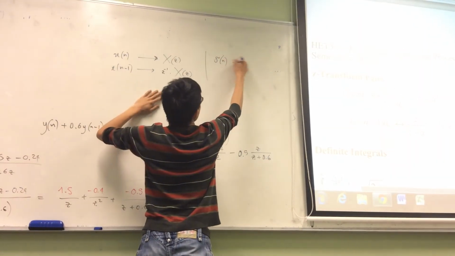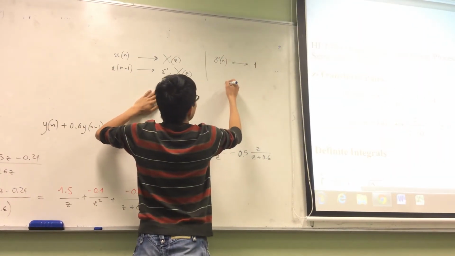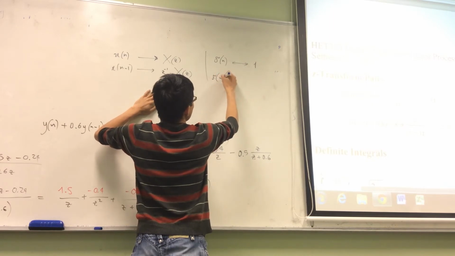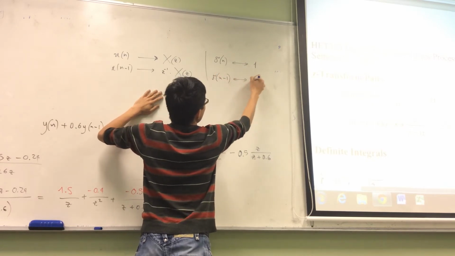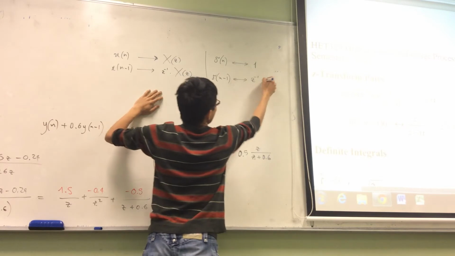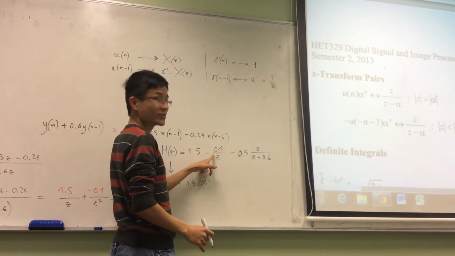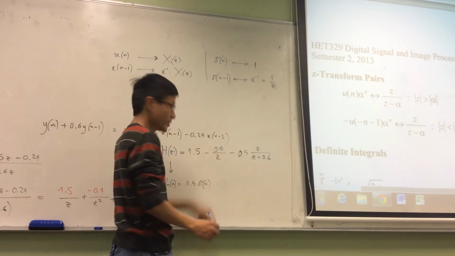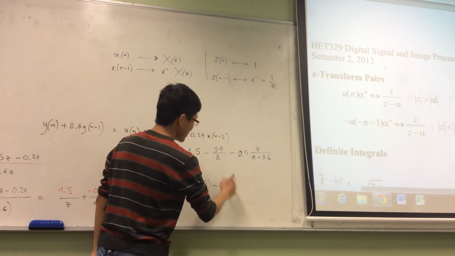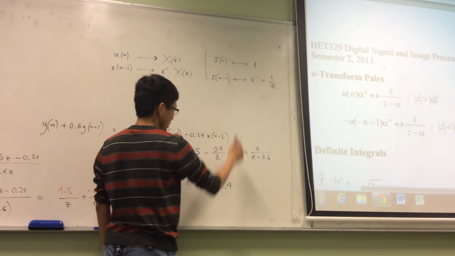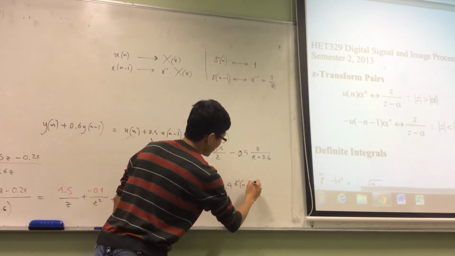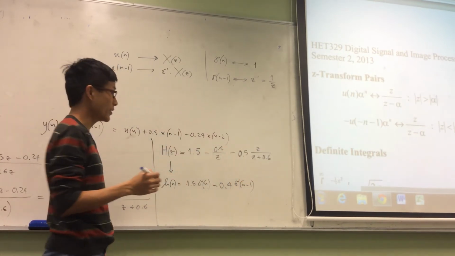The other function is 1. So the other function at n minus 1 will be z to the power of minus 1, which is 1 over z, right? So 0.4 times 1 over z. 0.4 will be your constant, and 1 over z is this one. Yeah, got it. And how about this?